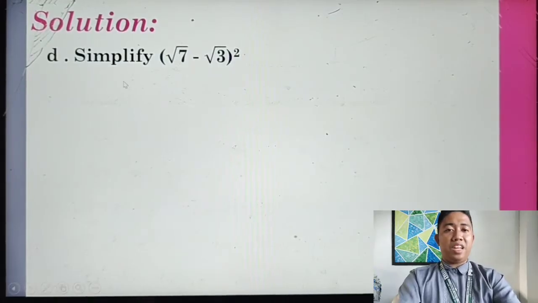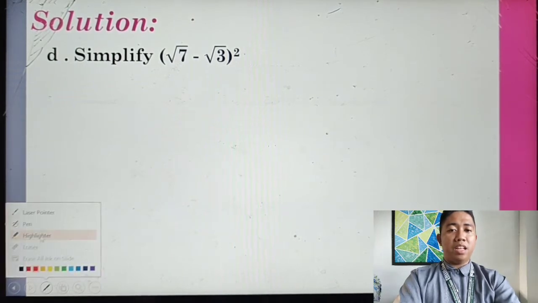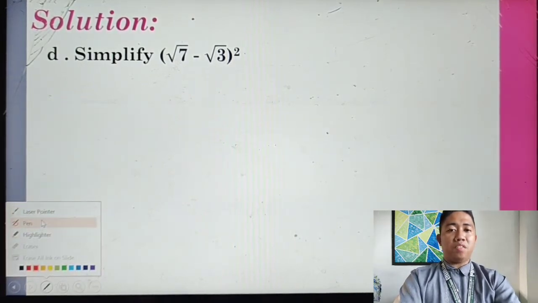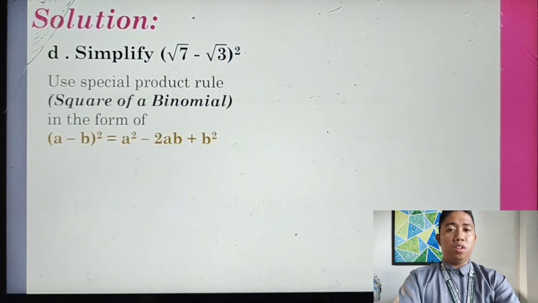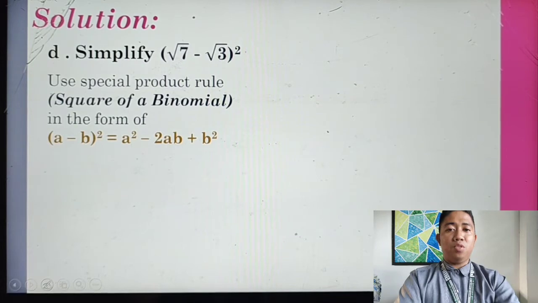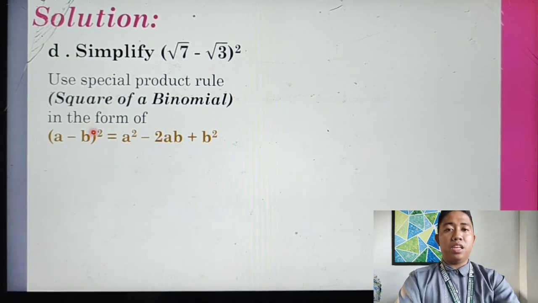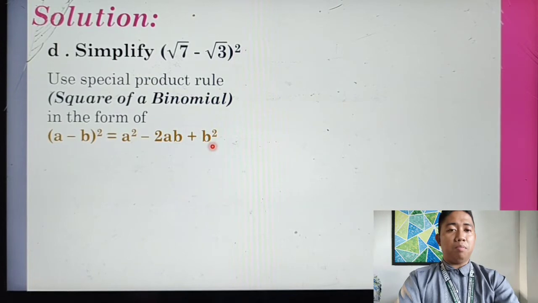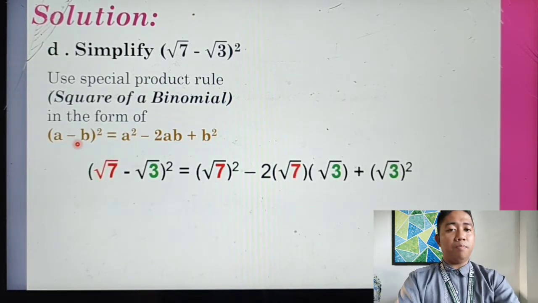So to simplify the given expression, the quantity of the square root of 7 minus the square root of 3 squared, you will be able to use the special product using the square of the binomial in the form of the quantity of a minus b squared, which is equal to a squared minus 2ab plus b squared. Okay, so we all follow the sign, which is minus.